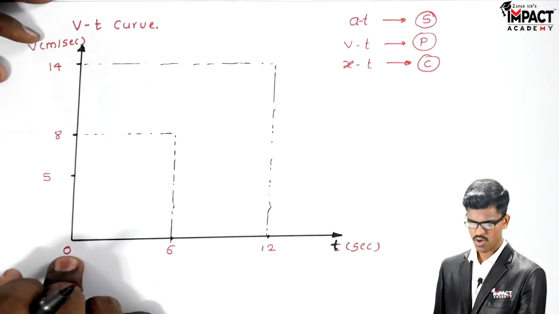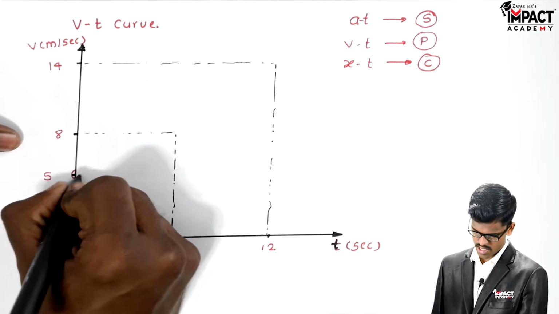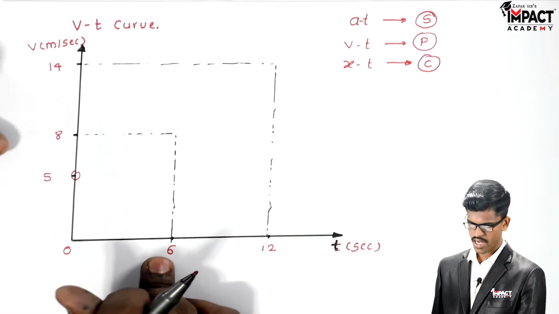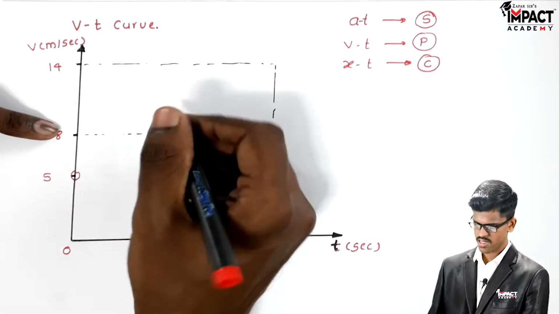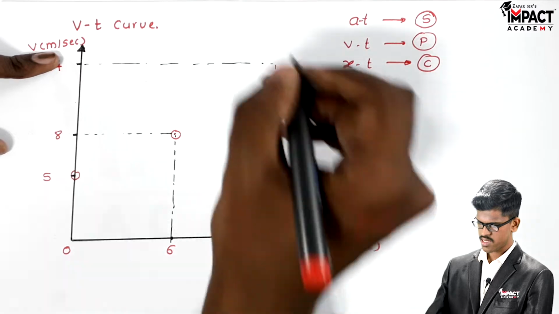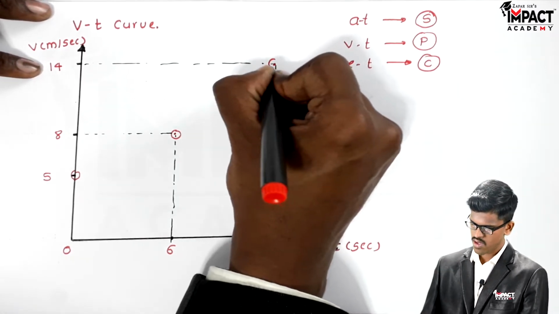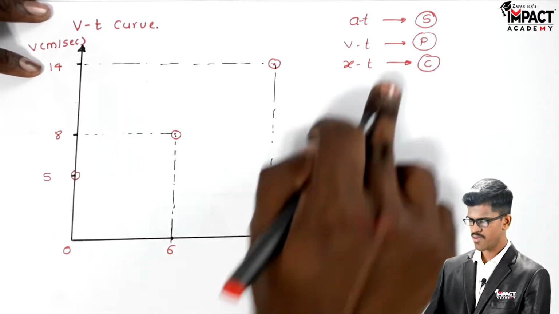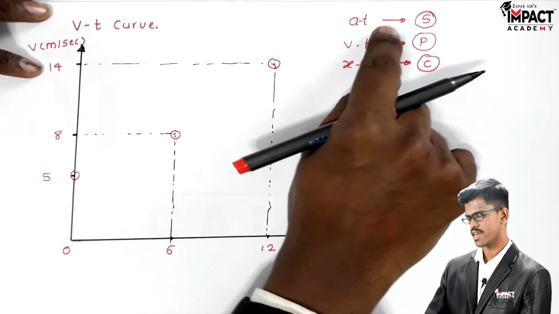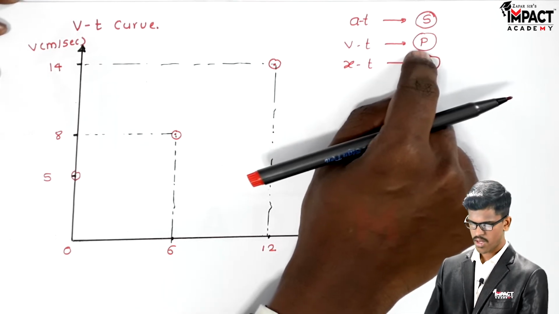So when t is equal to 0, velocity is 5. First point is here. Second, when t is equal to 6 seconds, the velocity is 8. And the third is when t is equal to 12, velocity is 14. And the nature of the curve will be parabola, because in the at curve it is a straight line. So in the vt curve, the nature of the curve will be parabola.